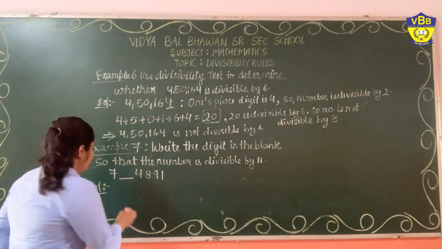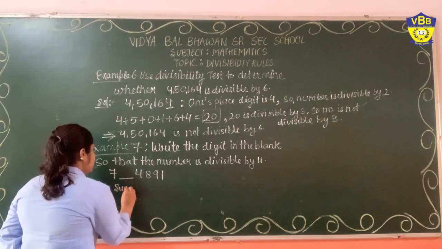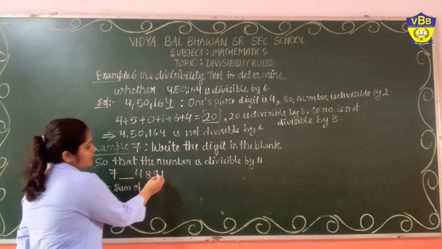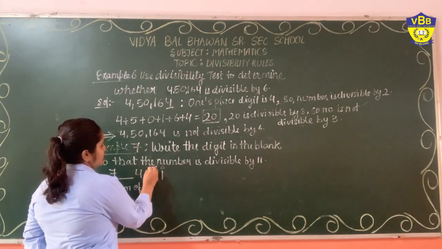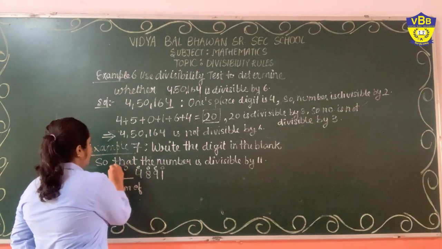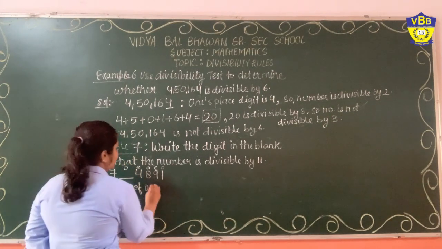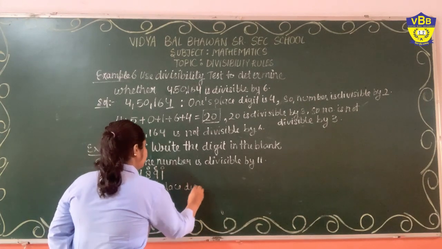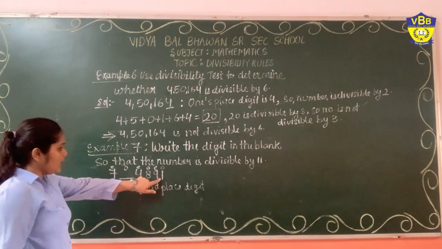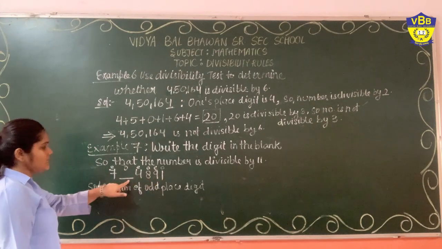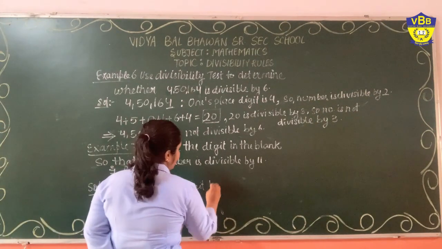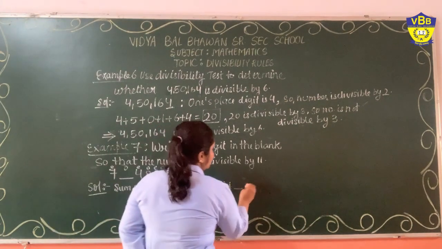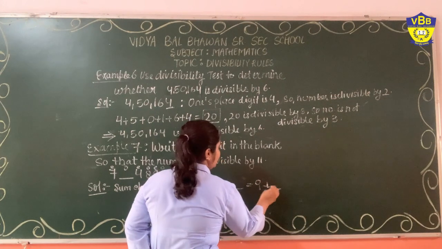So now do the sum. First we need to specify that these places are odd, even, odd and even. So we are adding the odd places digits, that is 1 plus 8 plus this blank. That means 9 plus something is here.